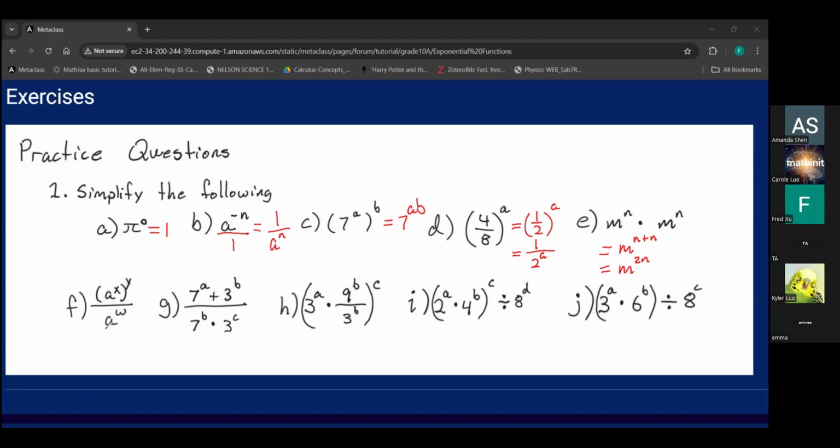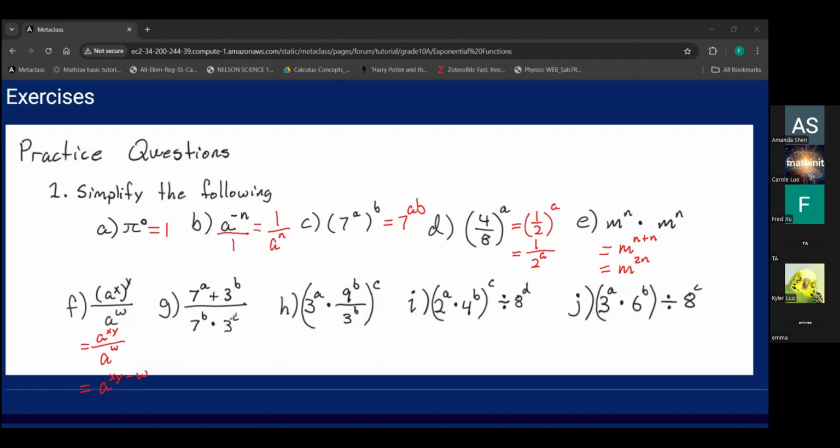And then over here, this is equal to a to the power of x times y over a to the power of w, which is a to the power of x times y minus w.